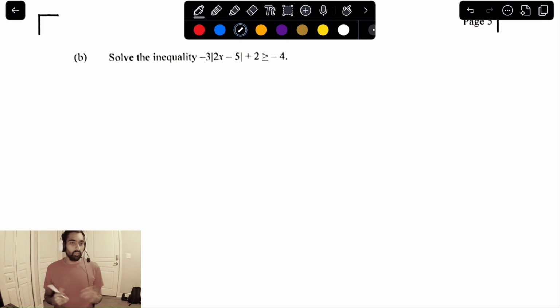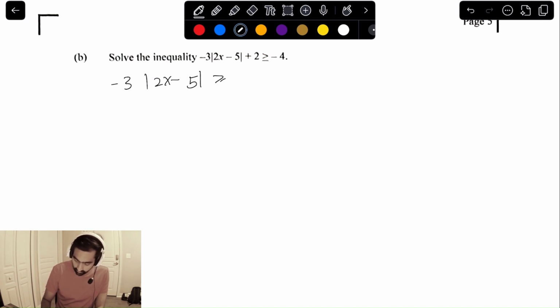First thing that I like to do is isolate the modulus in an inequality like this. So the first thing I'll do is subtract 2 from both sides. So minus 3 times the absolute value of 2x minus 5 is greater than or equal to minus 6. The next thing that I want to do is divide by minus 3. But we have to be really careful when we're doing this for inequality questions, because when you divide by a negative, you always have to flip the sign. So I did that, and I flip the sign. So I get the absolute value of 2x minus 5 is less than or equal to 2.